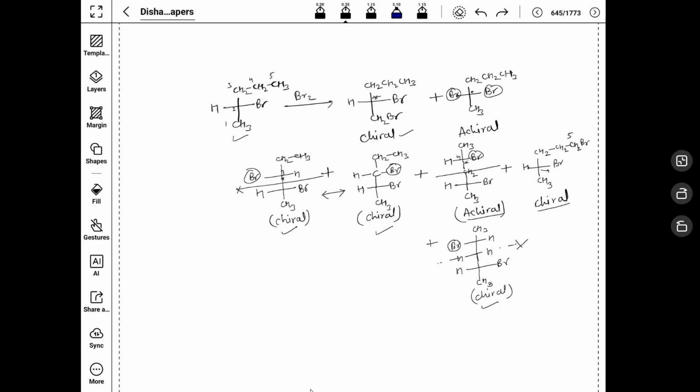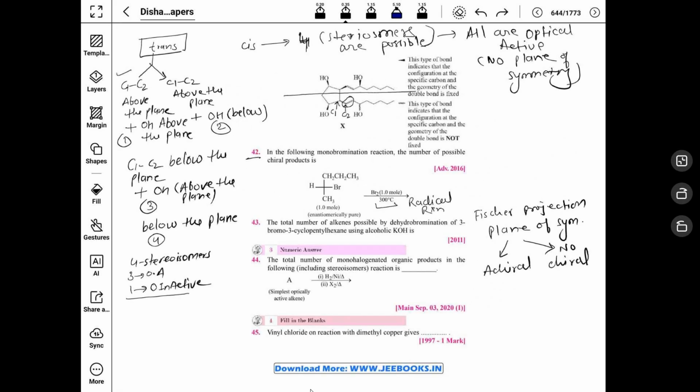So how many chirals are there? 1, 2, 3, 4, 5. So the correct answer will be: the number of possible chiral products is 5.